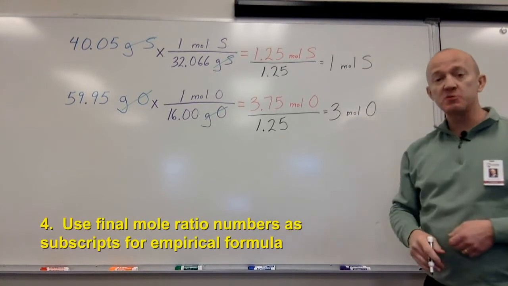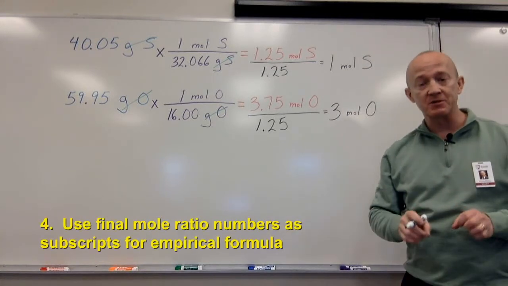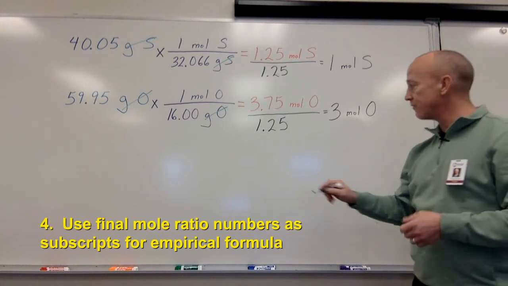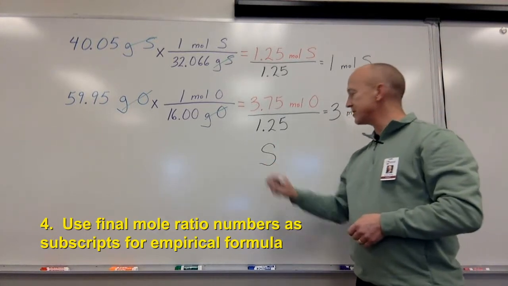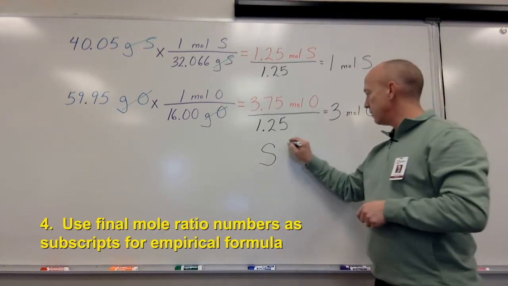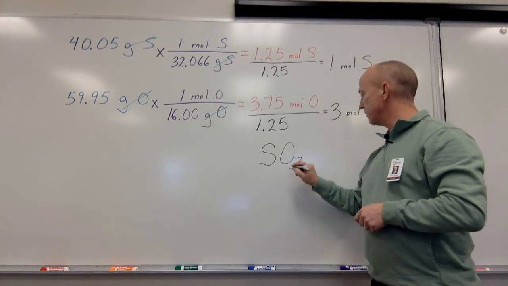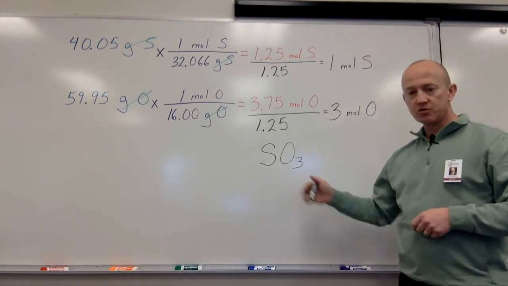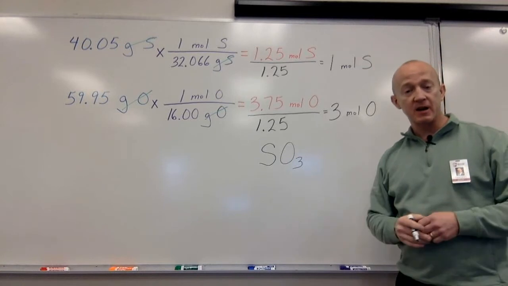These numbers correspond to the subscripts in my compound. So therefore I have S1O3, sulfur trioxide. That's my compound.